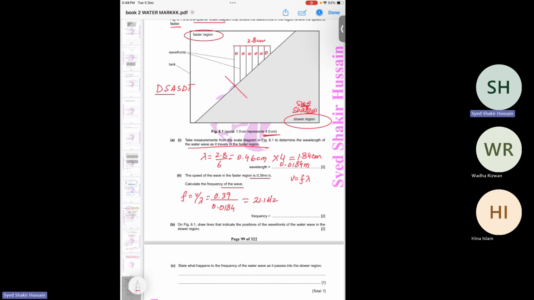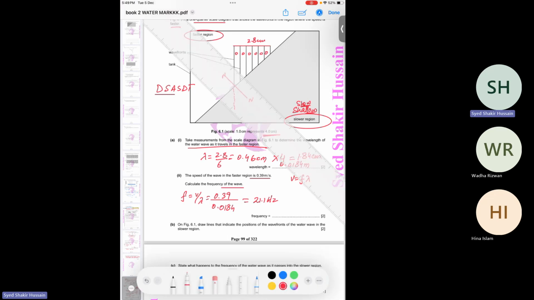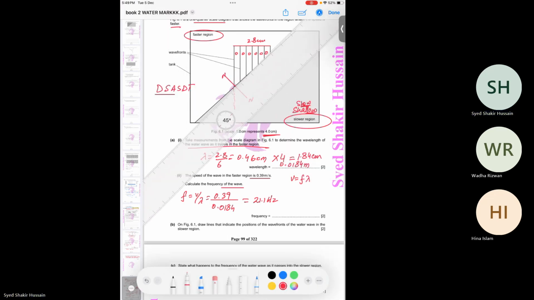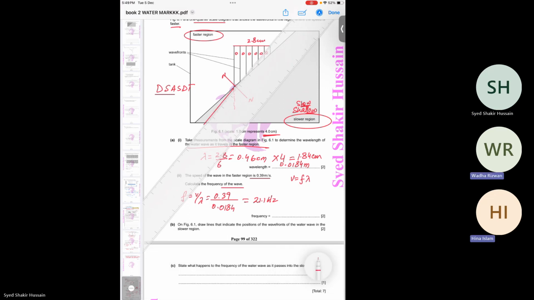And if this is the normal, let's say this was the original wavefront. So original deep to shallow, away from normal, this is the normal. Meaning it would bend something like this. Is it? Yeah.